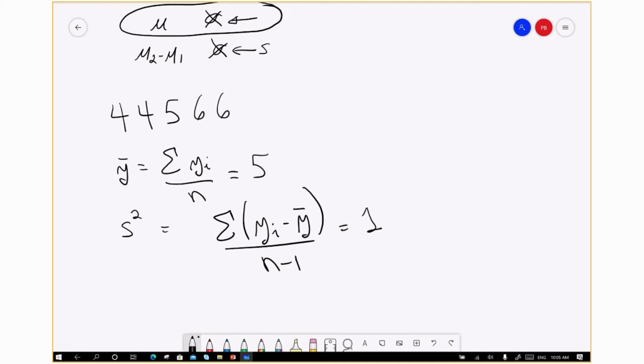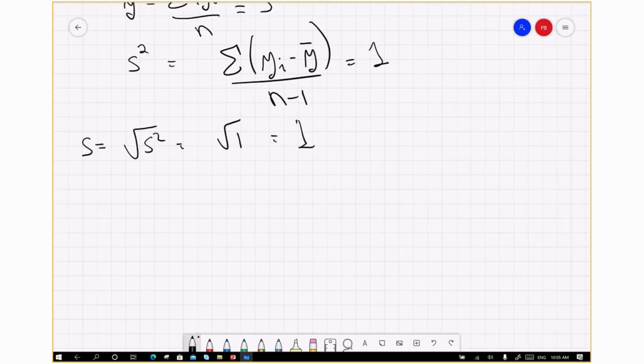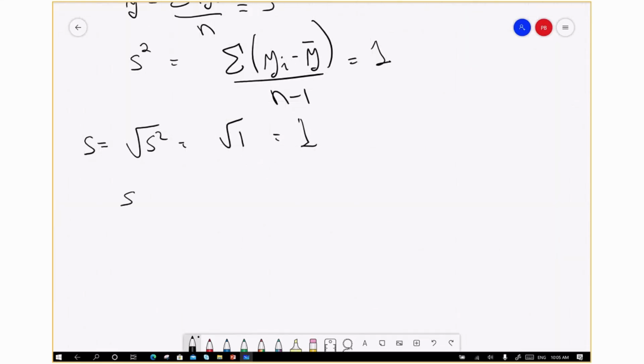So it's pretty easy to determine the sample standard deviation. That's just the square root of s squared, and the square root of 1 is equal to 1. So now we know what s is equal to. We also need to think about what our standard error is equal to. The standard error is s divided by the square root of n, which is going to be 1 divided by the square root of 5.